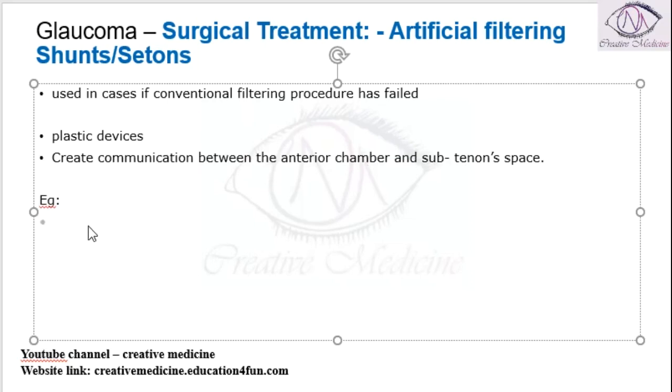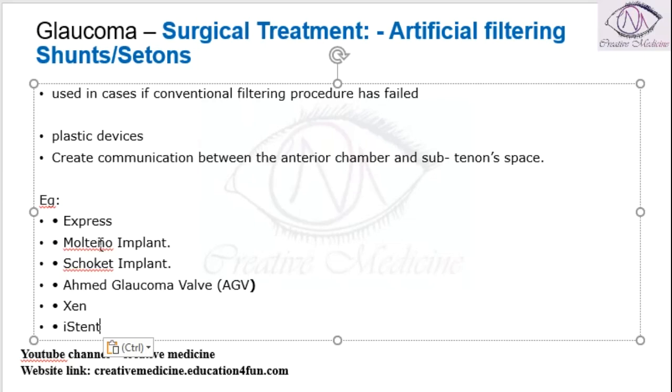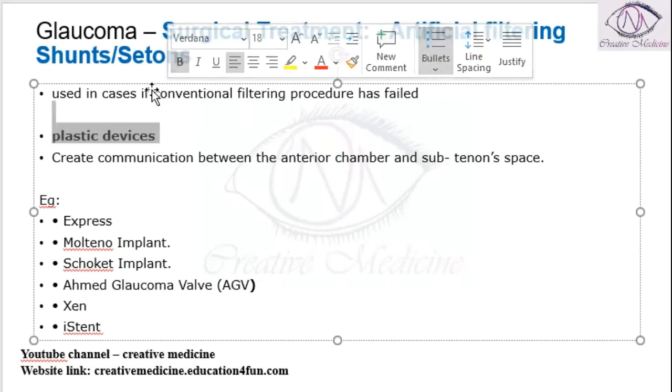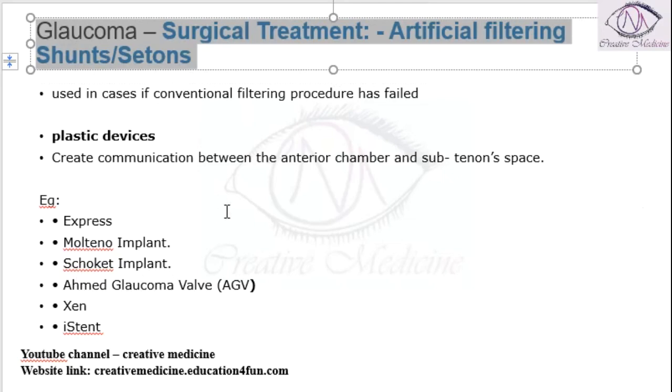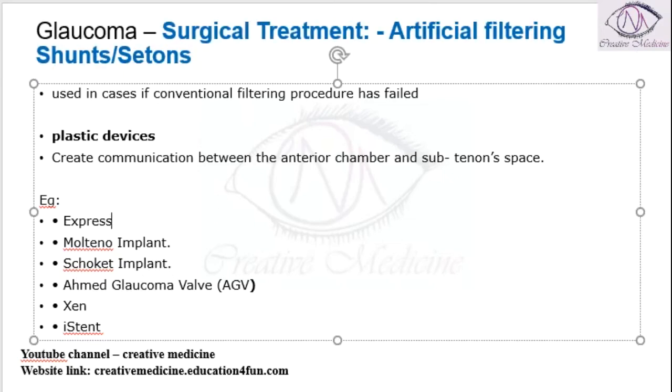These include the Express Maltino implant, Socket implant, Ahmed glaucoma valve, Xen and iStent. So these are the examples of artificial filtering shunts or setons.